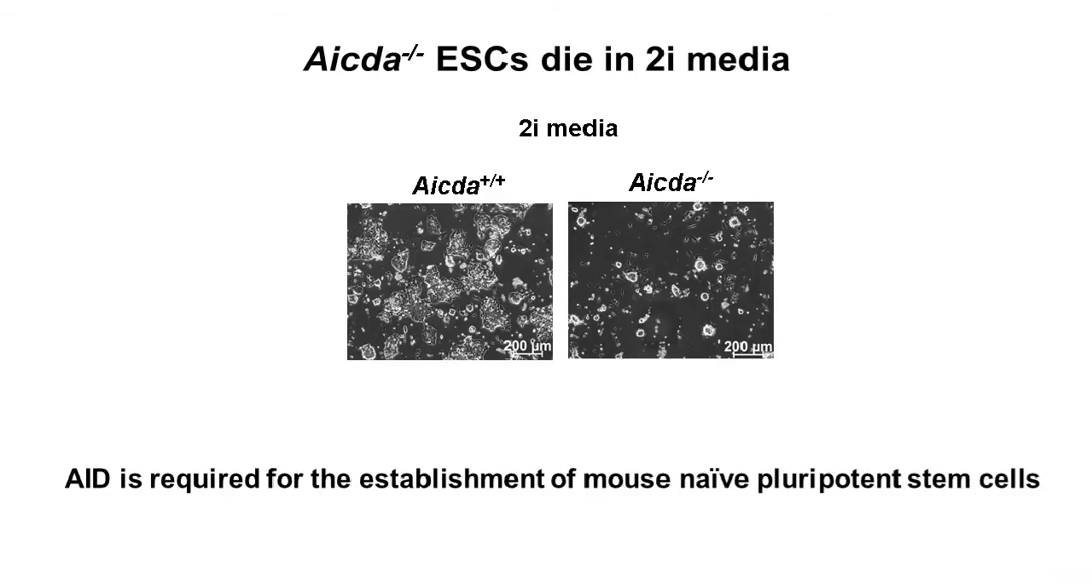So again, to see if AID knockout embryonic stem cells can achieve naive state, we cultured them in the presence of 2I media, and we observed that similar to induced pluripotent stem cells, embryonic stem cells which are deficient, AID knockout embryonic stem cells cannot be stabilized in 2I media and they die. So AID is required for the establishment of mouse naive pluripotent stem cells.